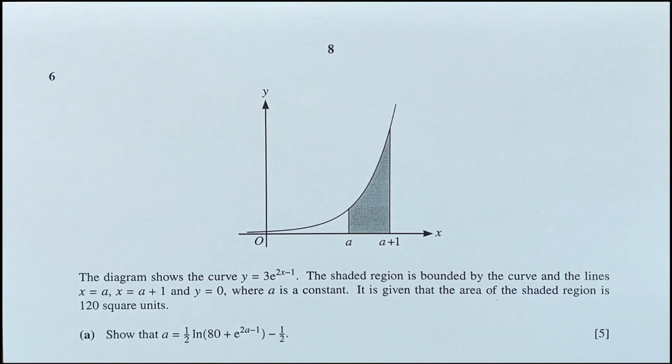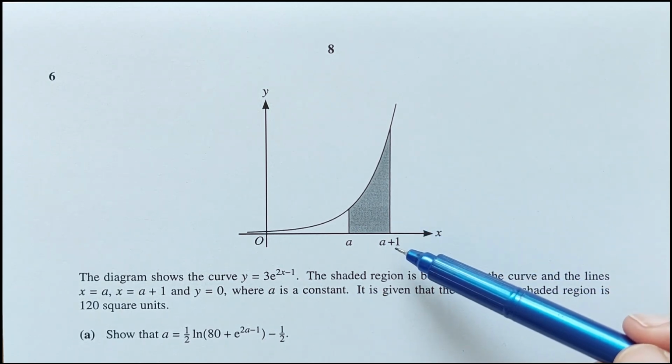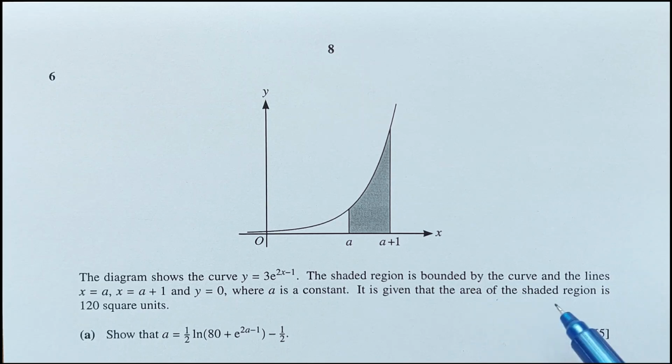Question number 6. The diagram shows the curve y = 3e^(2x − 1). The shaded region is bounded by the curve and the lines x = a, x = a + 1, and y = 0, where a is a constant. It is given that the area of the shaded region is 120 square units. Part A: show that the a value is this.